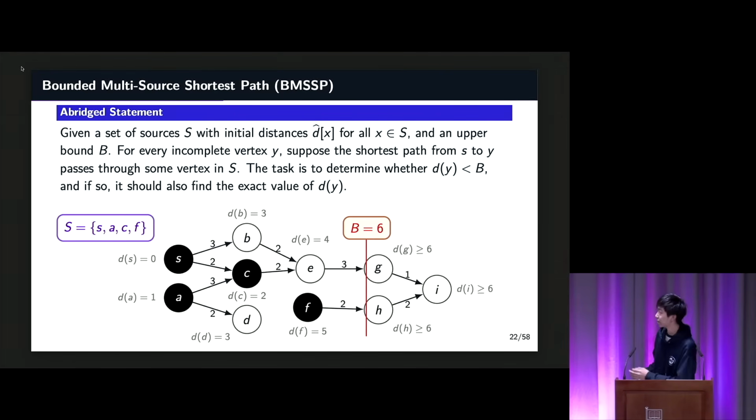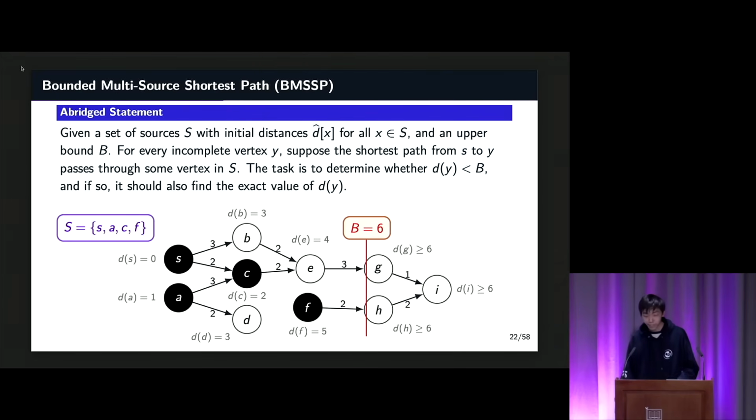Okay, let's look at an example where the set of sources here is vertices S, A, C, and F, basically the dark-colored vertices here, and say we have B equals to 6. At a high level, we want to determine the exact shortest path values for all the vertices that are on the left of this boundary. But for vertex G, for example, it is on the right of the boundary, and we don't really care about its exact distance. We only need to know it's greater than or equal to 6.